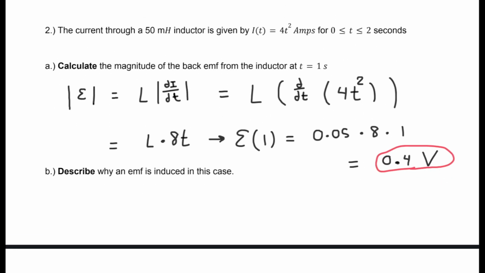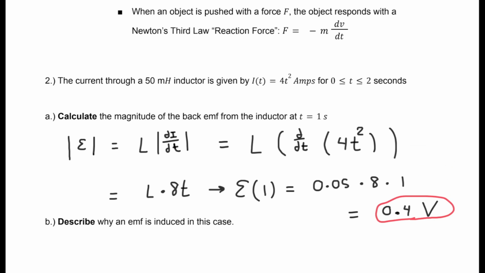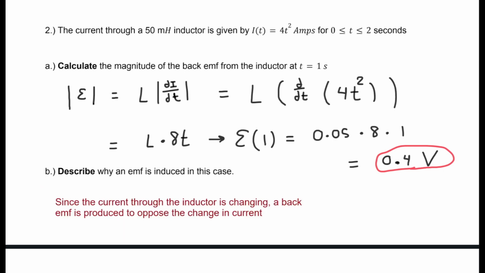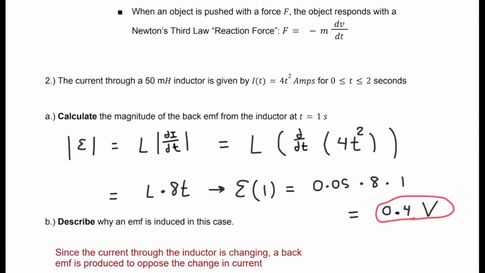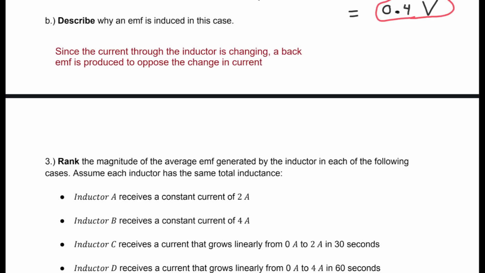All right, and then why is an EMF induced? Well, it's quite simple. An EMF is induced across an inductor if there is a current change. So notice that I of t is a function that's changing. So since there's a change in current, there's an EMF induced. So since the current through the inductor is changing, a back EMF is produced to oppose the change in current. So this would be directed in polarity opposite of the direction of current flow.